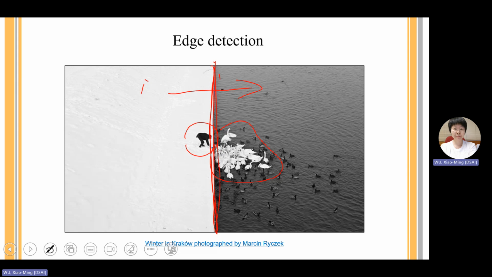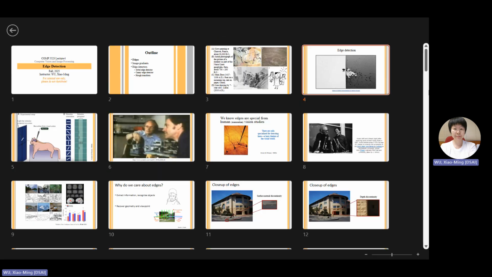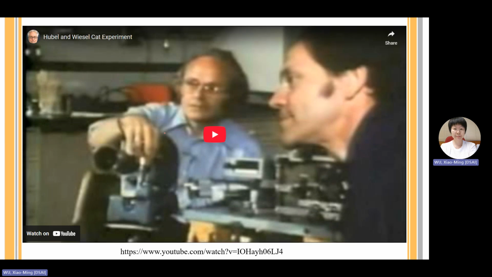To show the importance of edge detection, we want to show you a famous experiment performed by Hubel and Wiesel, which won them the Nobel Prize.